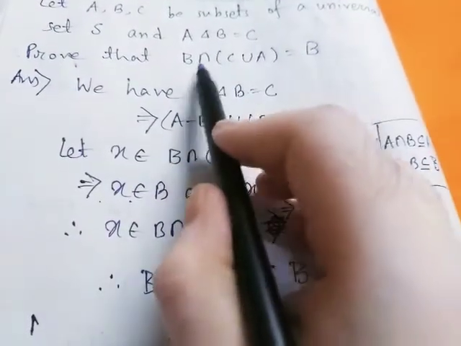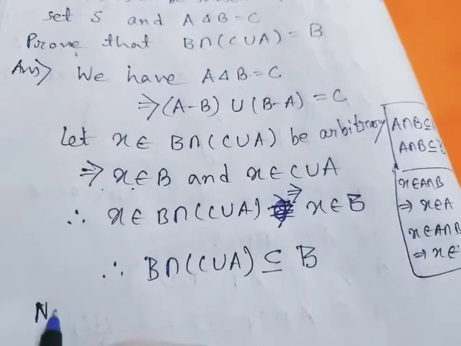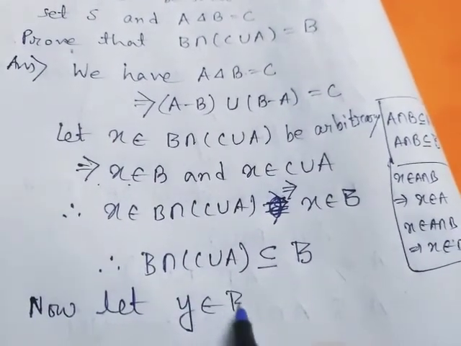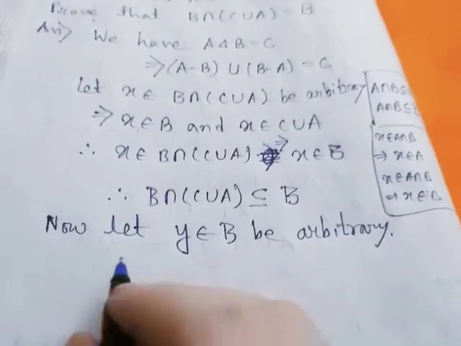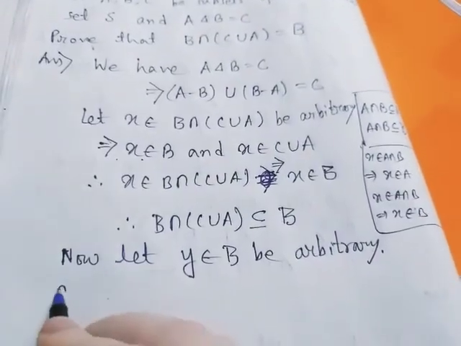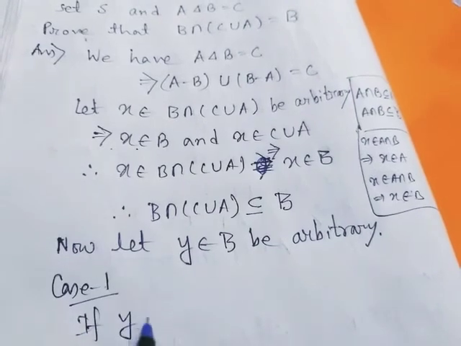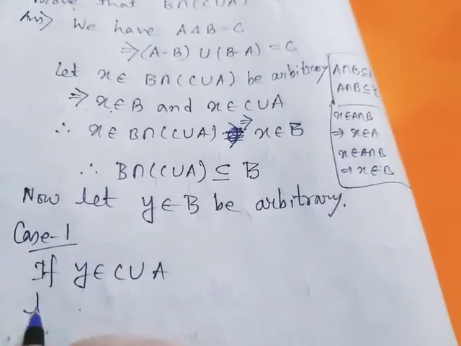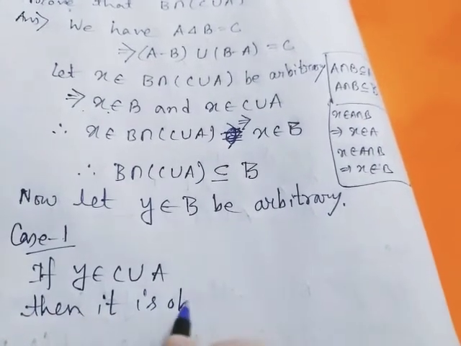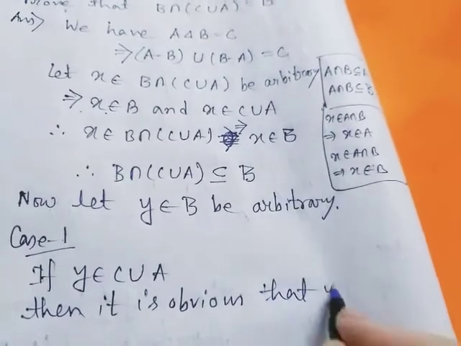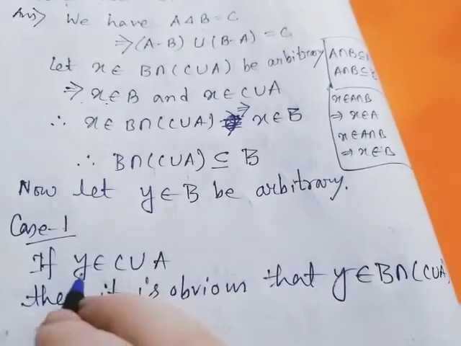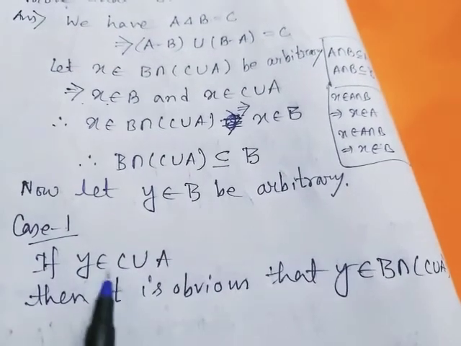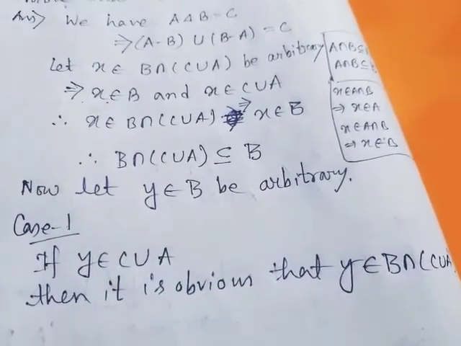Now, to show B is a subset of B intersection (C union A), let Y belong to B be arbitrary. Now we have two options: either Y belongs to C union A or not. Case one, if Y belongs to C union A, then it is obvious that Y belongs to B intersection (C union A), because we start with Y belongs to B, and if Y belongs to C union A, then Y belongs to B and Y belongs to C union A. Therefore, Y belongs to B intersection (C union A).